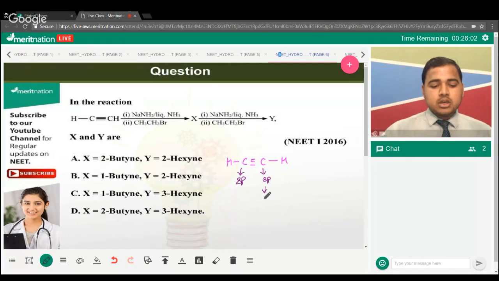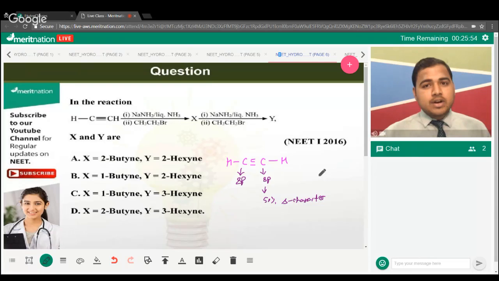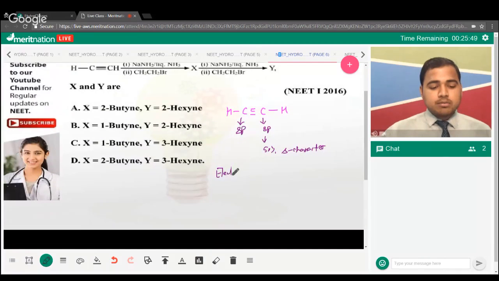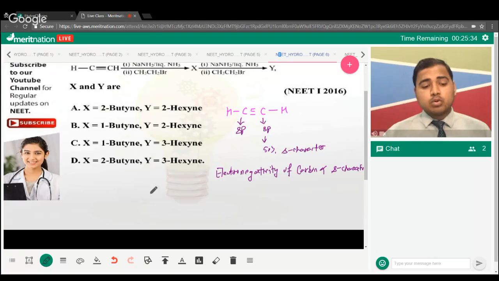Sp hybridized means 50% S character. And you know that the electronegativity of carbon is directly proportional to the S character. So S character is maximum, 50% S character. So that's why these carbons are sufficiently electronegative to remove the H plus.